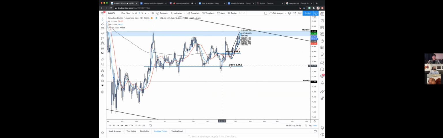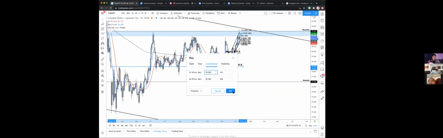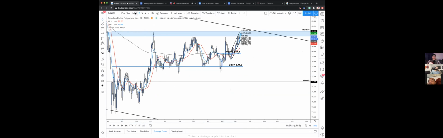All right, so also mind you, daily break of structure once this was broken back here. So we are bullish on the daily, bearish on the weekly. Just keep that in mind. All right, so let's drop to the 4 hour. The 4 hour is also bullish.